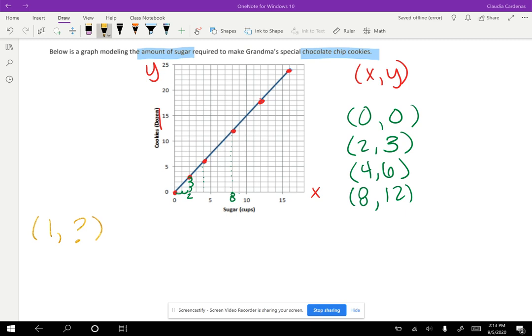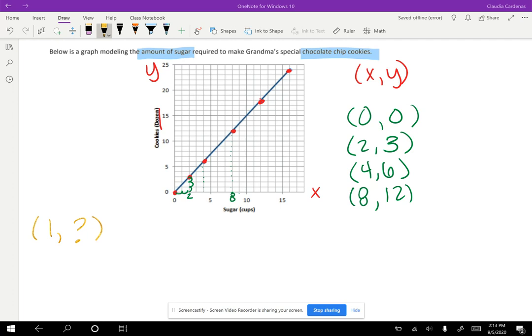Okay, so we have another situation where if grandma has one remaining cup of sugar, so one is in the X, how many dozen cookies will she be able to make? So I put a question mark in for the Y coordinate pair. And so we already have these ordered pairs listed for us. So we're going to go ahead and organize them within a table.